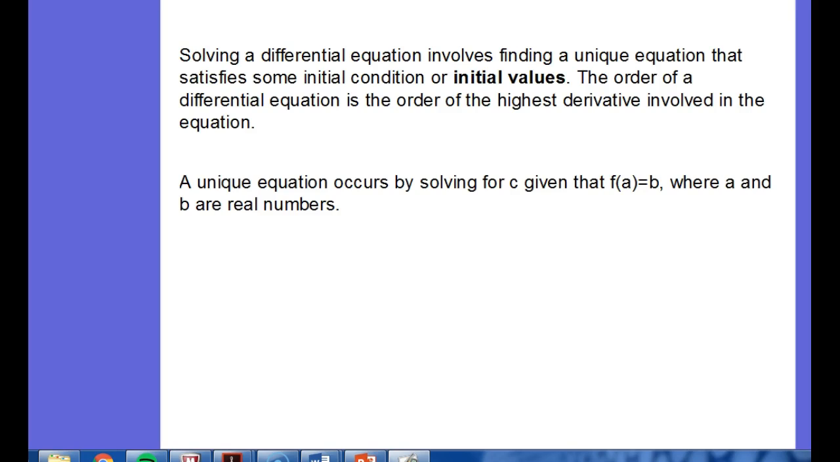Okay, so this technique that we're talking about, 6.1, is called solving a differential equation, which involves finding a unique equation that satisfies some initial condition. We kind of hit on this with the fundamental theorem of calc. We said, hey, we can find that initial condition. We can find that family of functions. So we're just building and extending on that again.